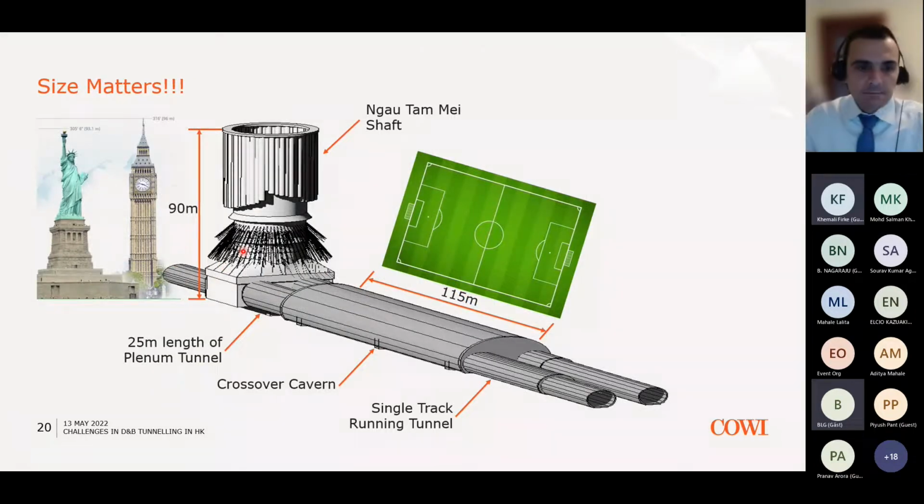So this slide shows how these excavations compare against, for instance, Big Ben, which is about 90 meters deep, the same depth as the shaft in the north, and the length of the cavern compares with a football pitch. So again, that's another indication of the magnitude and size of these excavations that we had to design.